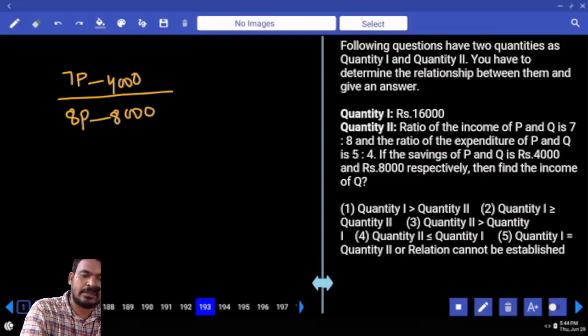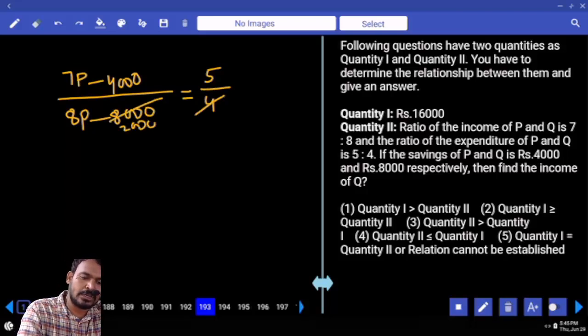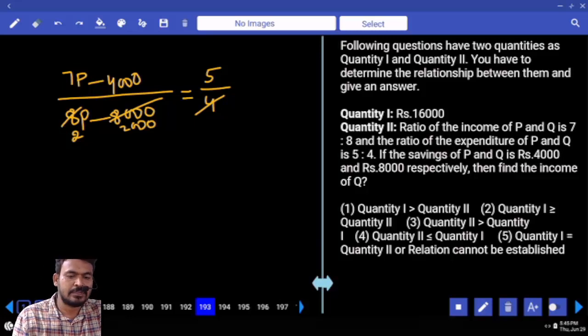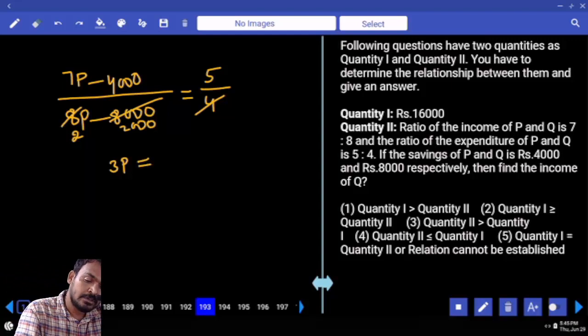Income minus saving is equal to expenditure. What is the expenditure ratio? 5:4. Denominator 4 multiplied by how many times gives 8,000? 2,000 times 4 is 8 parts. 4 how many times? 2 times. Just cross multiplication. 7 parts, 5 into 2, 10 parts. Difference 3 parts. 5 into 2,000 is 10,000 and already 4,000. Difference 6,000. 3 parts are 6,000.